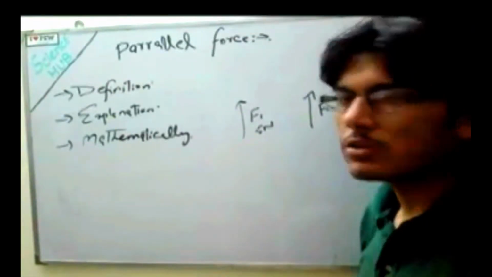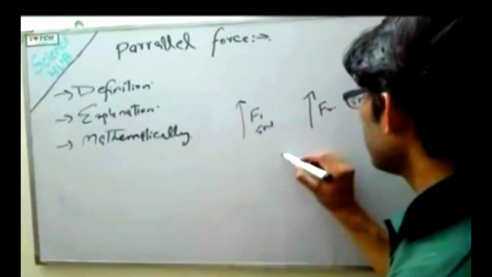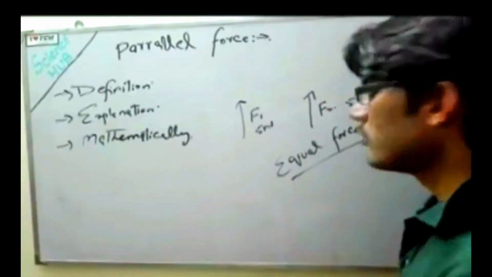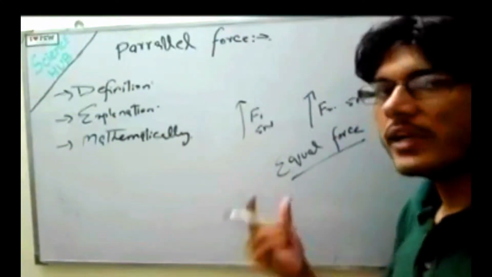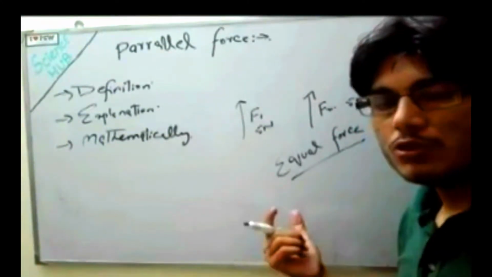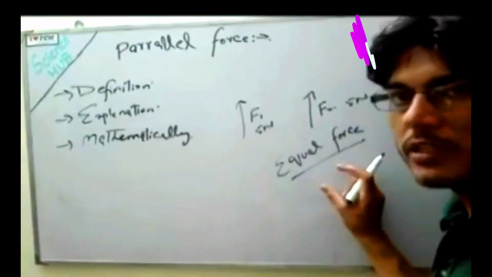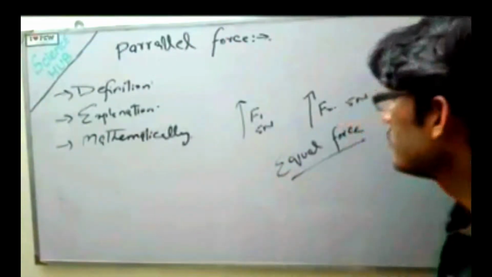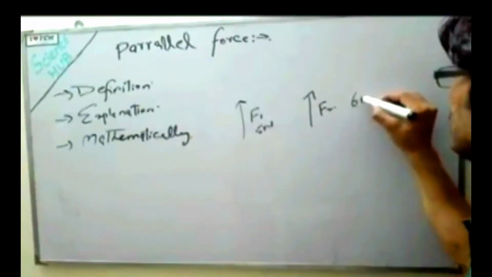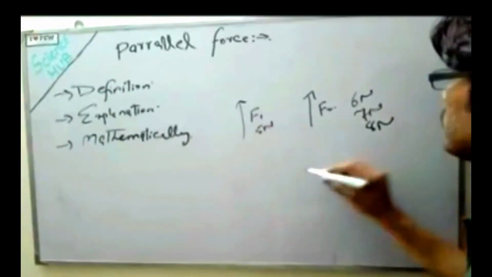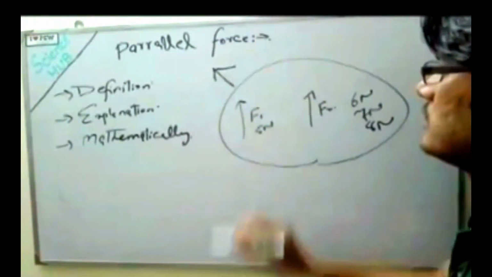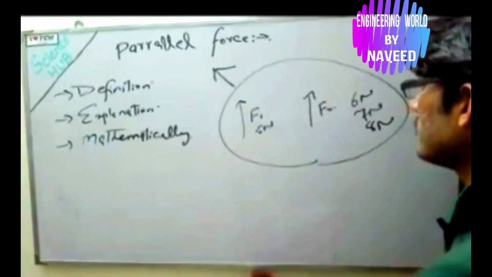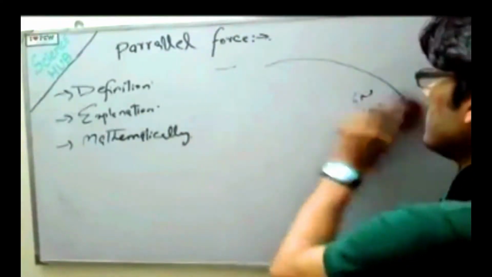So these forces are also called parallel forces, or these forces are also called equal forces. We have another term, equal forces. Equal forces are such type of forces in which the direction is the same, and the magnitude must be the same. In parallel forces, the magnitude may or may not be the same. So it can be equal to 5 Newton, or 6 Newton, 7 Newton, 8 Newton. These forces are parallel forces. Their direction is the same, but their magnitude may or may not be the same. That's why these forces are called parallel forces.